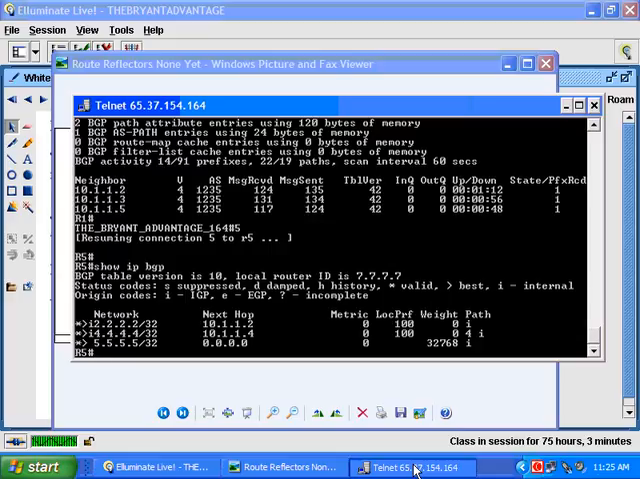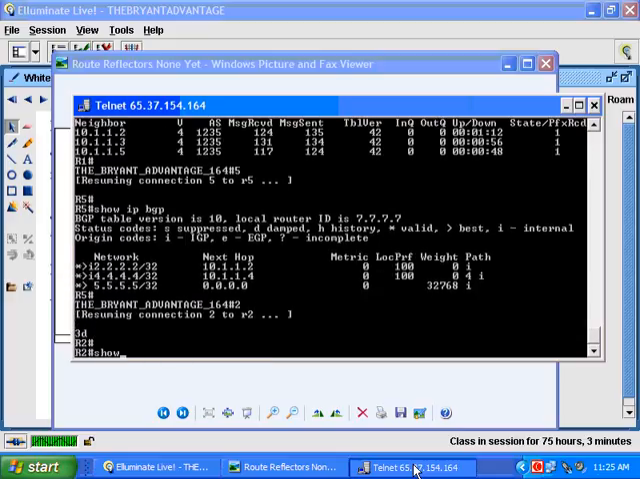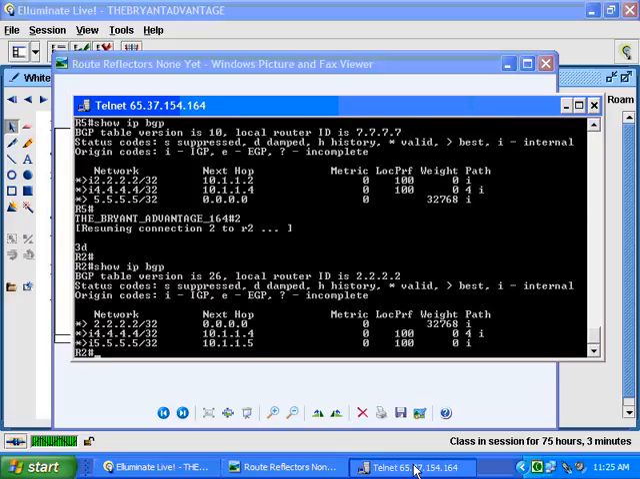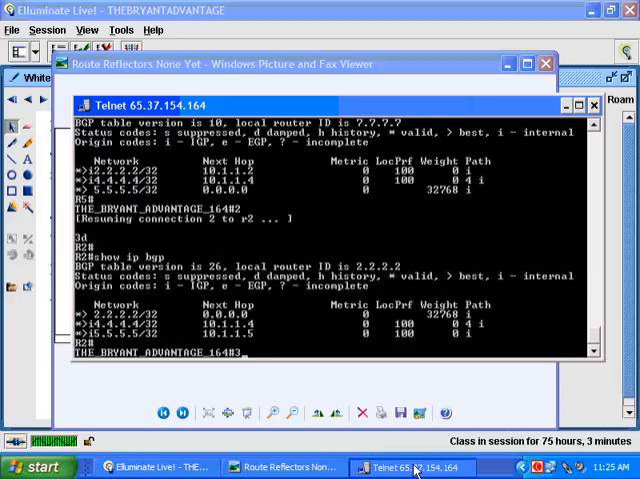Now router 5 has the routes for 2 and 4, their loopback networks, and they are marked best and valid. Since they're all on the same Ethernet segment, the next hop is not an issue. But the only way router 5 could ever see those routes is to be a route reflector client. And we'll go around the network here. You see router 2 sees all 3 of the routes, and they are all marked valid and best.